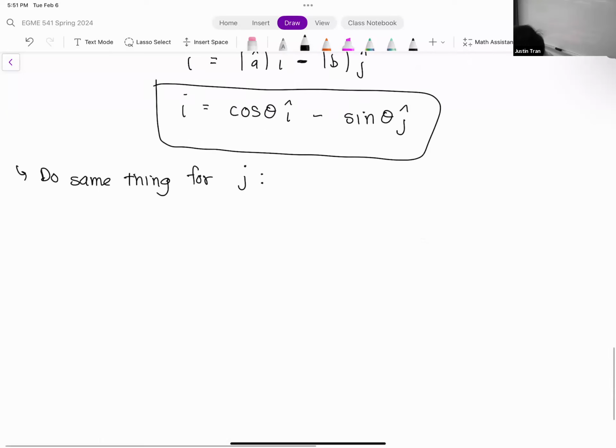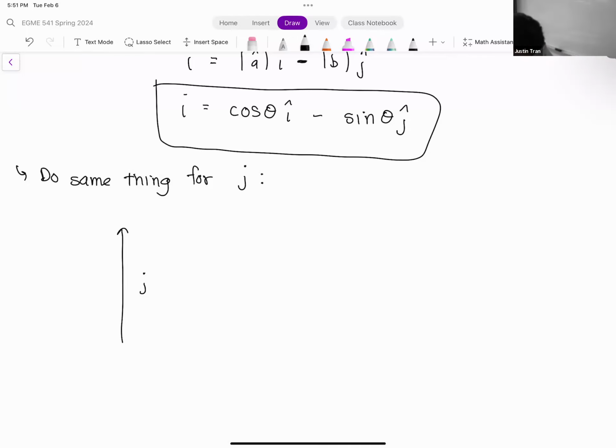Okay, so j here is a vertical vector. Let me draw it. I'm just going to draw it slightly to the right, just to give myself a little more room. So this is the j vector, right? J vector is a unit vector in the standard y direction, so it just goes vertically up.